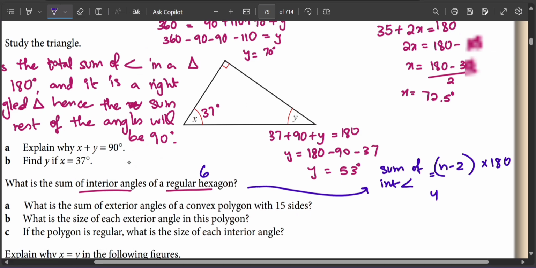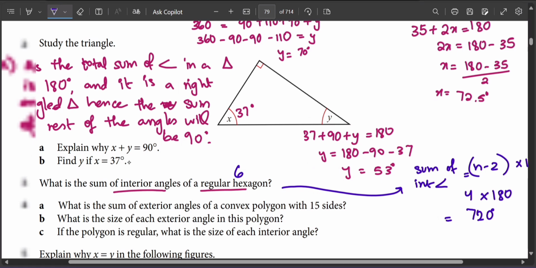Okay, question number 4. What is the sum of exterior angles of a convex polygon with 15 sides? For this question, we can see that the sum of exterior angles that we have is 360 degrees always. So it doesn't matter how many sides, it's always going to be 360 degrees. What is the size of each exterior angle? So that means we are going to use the formula 360 divided by n, so for this part we are going to do 360 divided by 15, and we will get the value as 24, right?